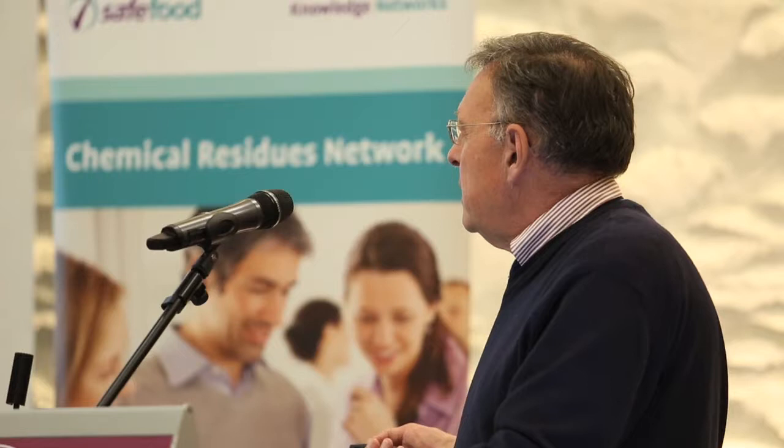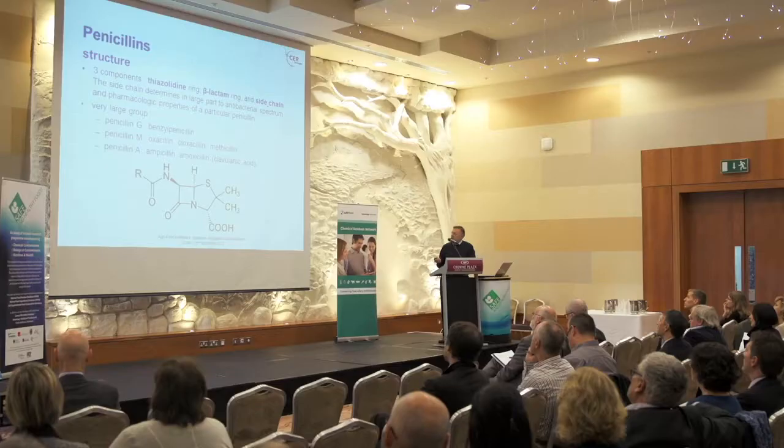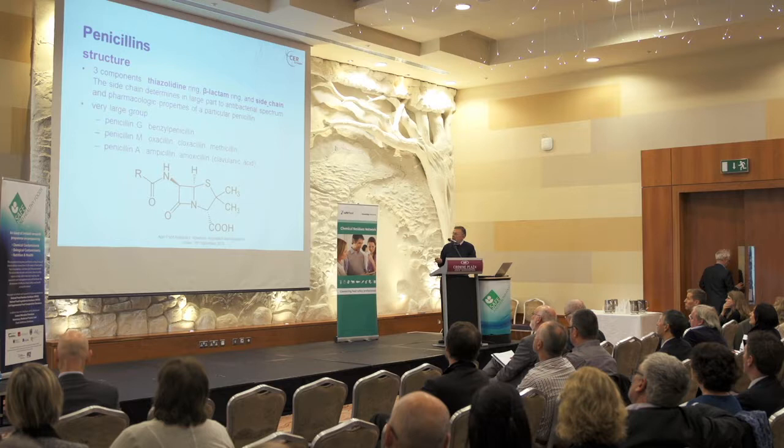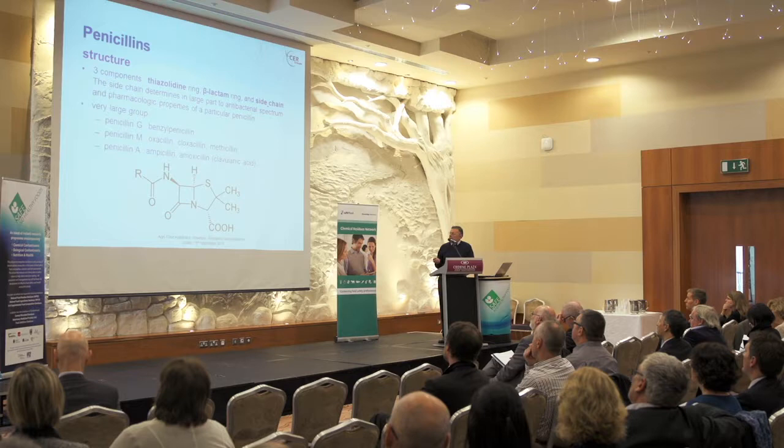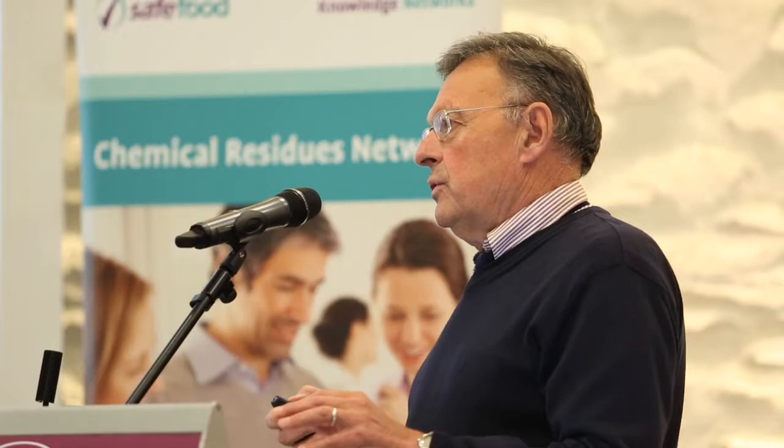This side chain is different, and we have for penicillin G, called also basal penicillin, a basal group here, and you have all the other groups, M and A, with compounds like oxacillin, cloxacillin, methicillin, and ampicillin. The objective of producing other penicillins was to protect this beta-lactam group and to increase the spectrum of activity.